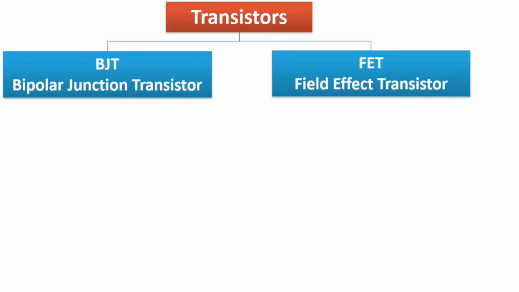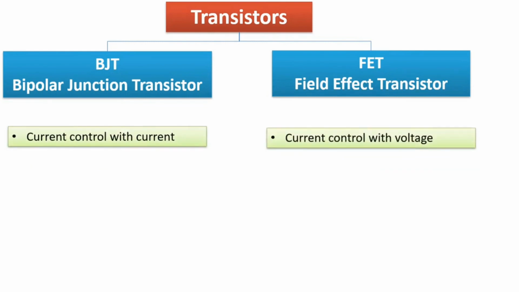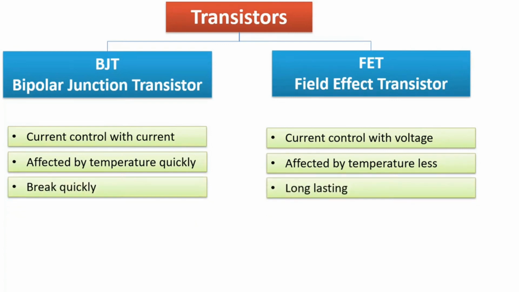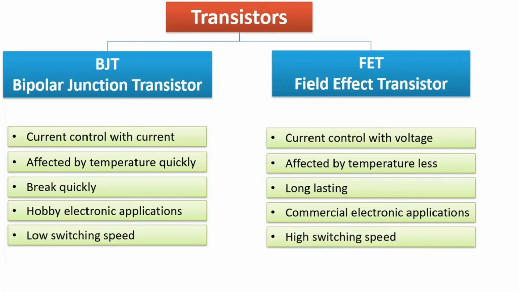If we talk briefly about the differences between them, BJTs control current, while FETs control voltage and current. BJTs are quickly affected by temperature, while FETs are less affected by temperature. As such, BJTs degrade quickly, while FETs are more durable and long-lasting. Therefore, BJTs are generally preferred in low-circuit hobby electronic applications, while FETs are mostly preferred in low-voltage commercial applications. Also, BJTs have a low switching speed, while FETs have a high switching speed.